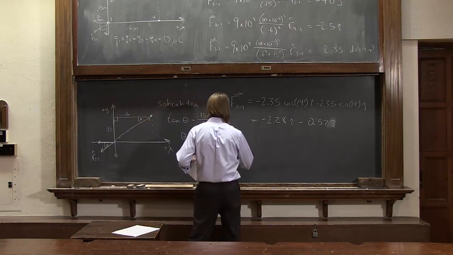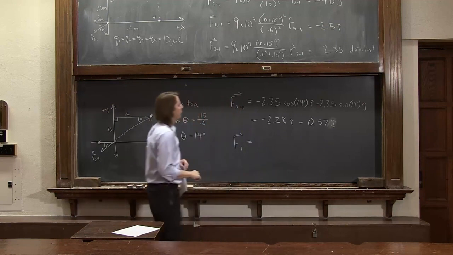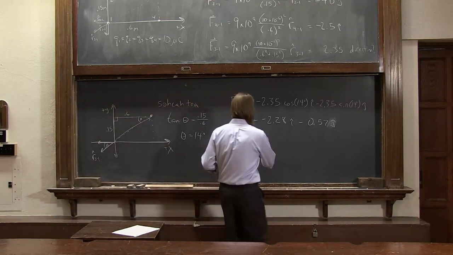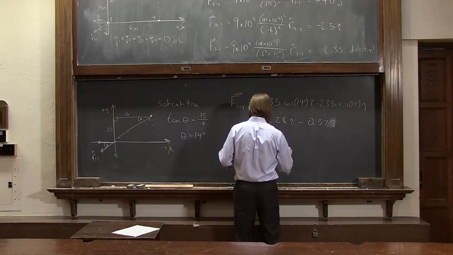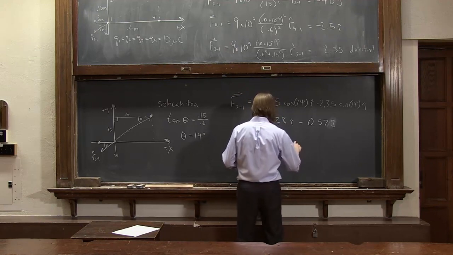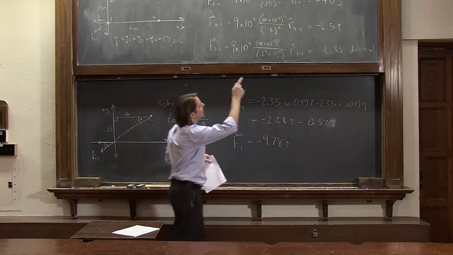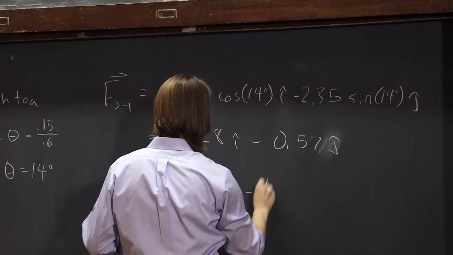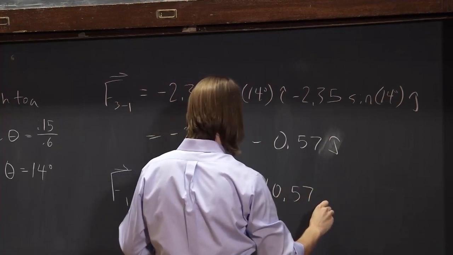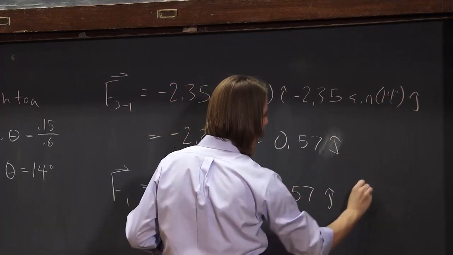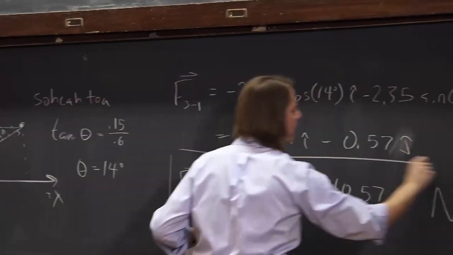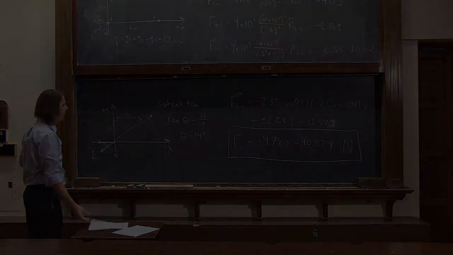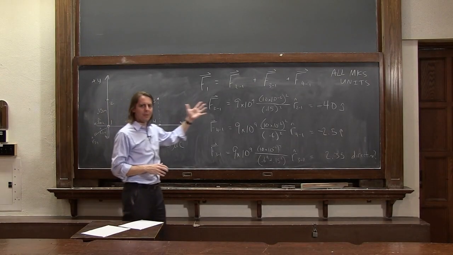So you say F1, and you just go through and you add up the i hat part of each of those vectors, and I'll give you the numbers. The answer is minus 4.78 i hat. And then you add up all the j hat numbers, the minus 0.57 and the minus 40, and you get minus 40.57 j hat. And the whole thing is, of course, newtons. So that's the final force on charge 1.